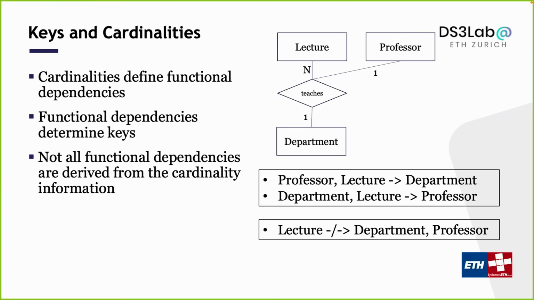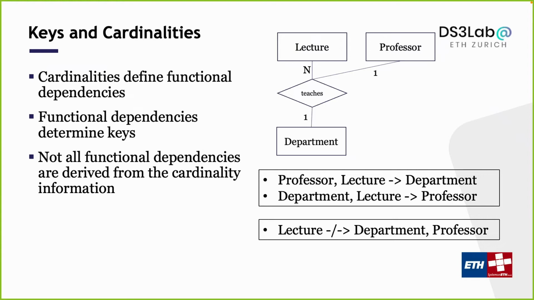Another place where functional dependencies can appear is when we talk about cardinality in an entity relationship diagram. Just to refresh our memory, now we have the lecture, professor, and department, 3 different entities connected by this teaches relationship. So a professor teaches this lecture in that department, for example. And we have this one-to-many notation: N for lecture, 1 for professor, 1 for department. And what do they mean?